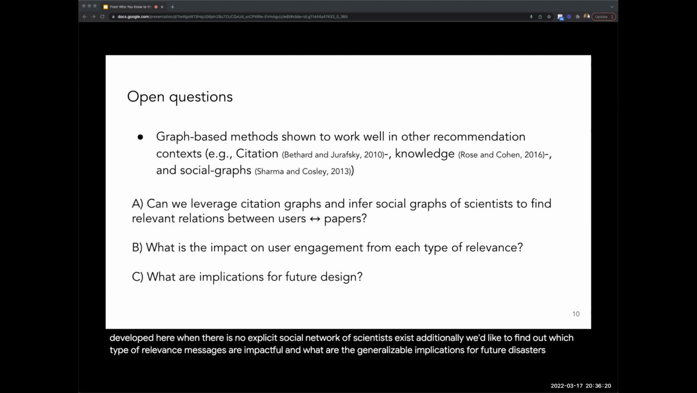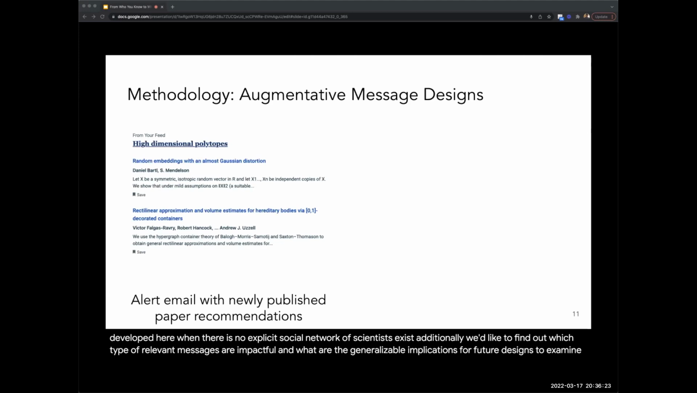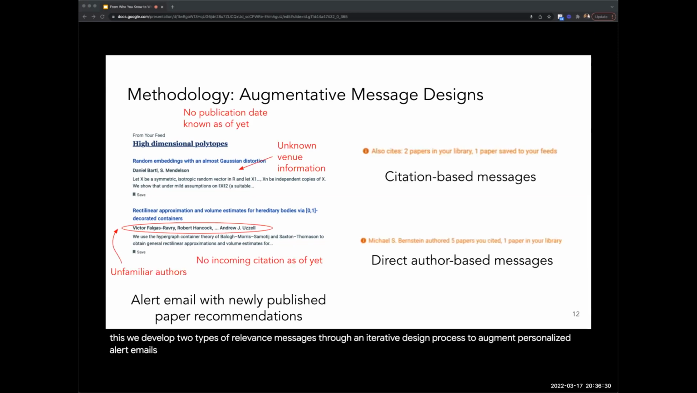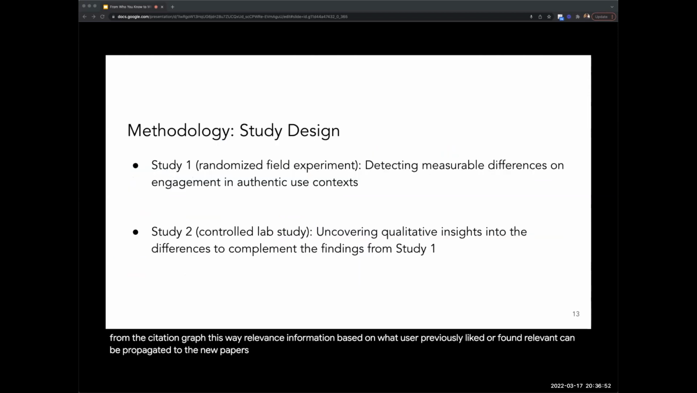implications for future designs. To examine this, we developed two types of relevance messages through an iterative design process to augment personalized alert emails. These alerts contain newly published paper recommendations which lack useful metadata for relevance judgment. Our messages augment these papers using either citation information or author-user relations inferred from the citation graph. This way, relevance information based on what user previously liked or found relevant can be propagated to the new papers. Using these messages, we designed and ran two studies.